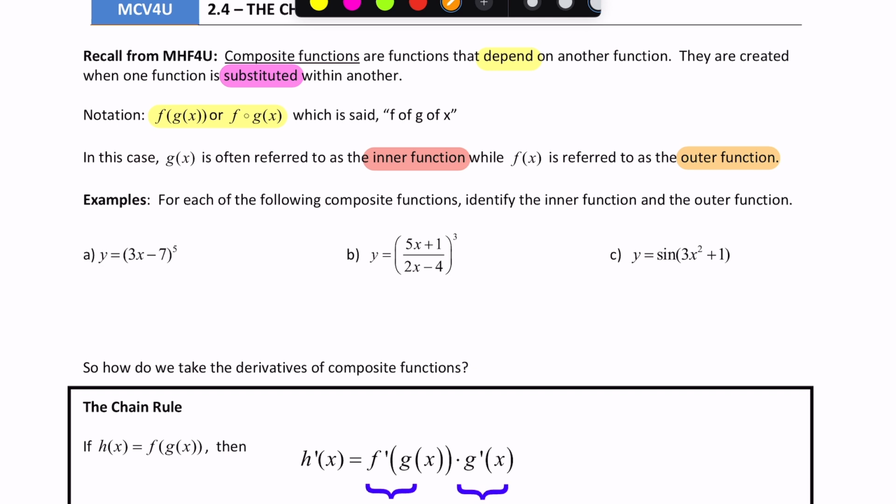Let's take a look at this example. For each of the following composite functions, let's identify the inner function and then identify the outer function. So here, for a, y is equal to (3x minus 7) to the power of 5. The outer function is x to the power of 5, and the inner function is 3x minus 7.